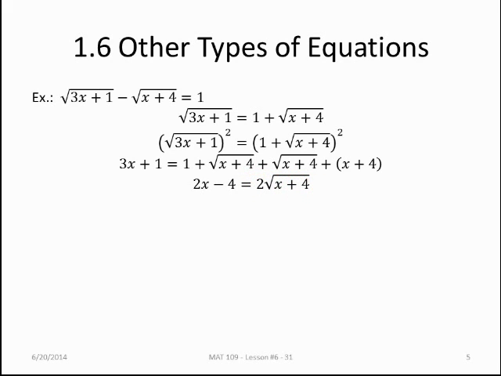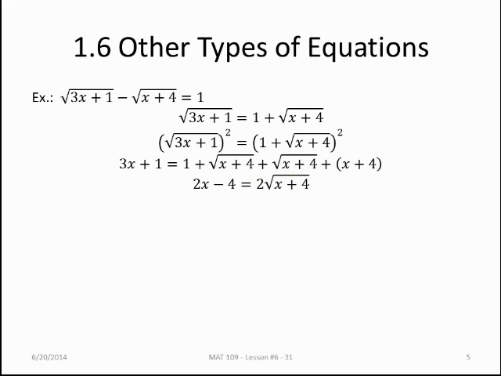I also simplified these other things. I can subtract 1 from both sides, which cancels both of those. That would leave 3x on the left side. I have x plus 4 over here. If I subtract x, I'll have 3x minus x gives 2x. I subtract 4, I get minus 4. Now I have my term with the radical in it isolated.